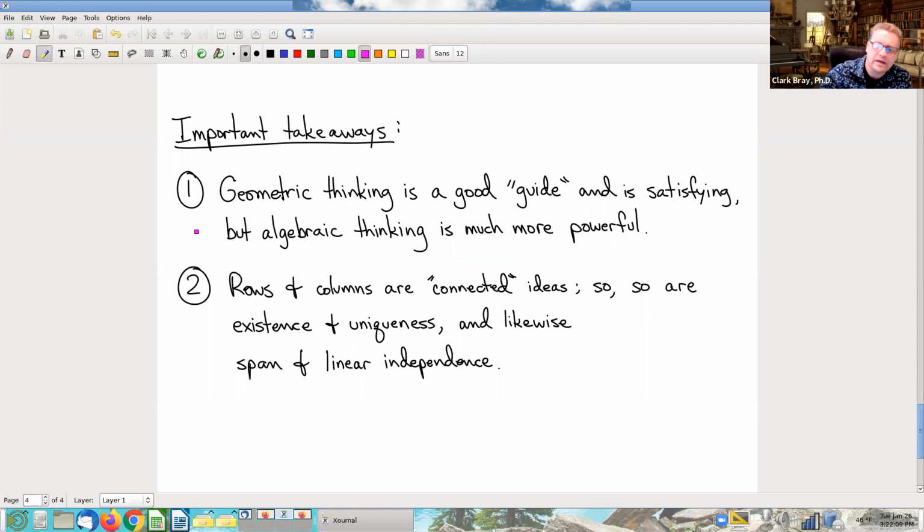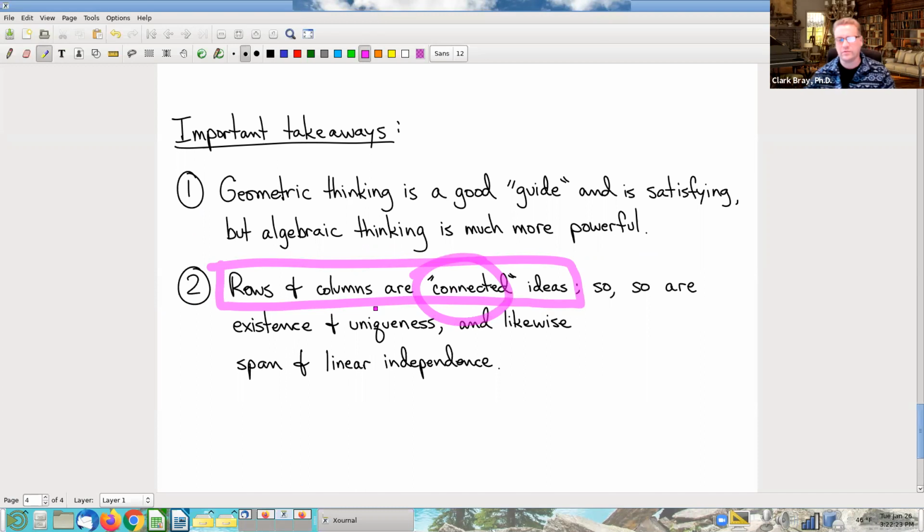The second one is just a sort of point of view. I think this is satisfying. I'm going to start with the suggestion that rows and columns are connected ideas. What I mean by connected is, if you're looking at a matrix, I can think of it by rows, I can think of it by columns, but ultimately those are just two perspectives on the same thing. I'm thinking about a matrix, and rows and columns are just different ways of thinking about it. So connected ideas in that sense.